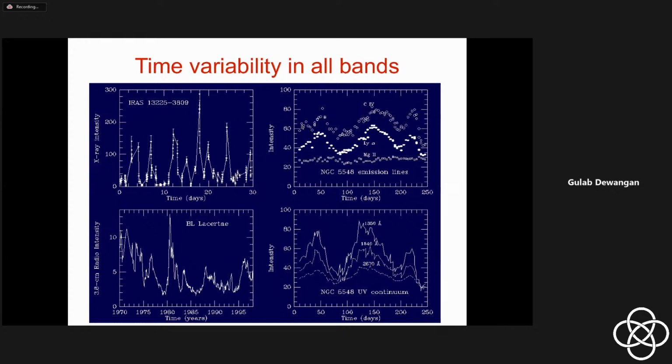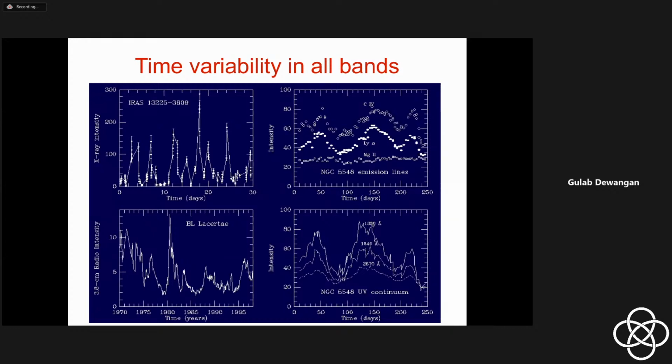Here in the top right panel, there is a light curve of the emission lines. So these are the fluxes of the emission lines carbon IV, Lyman alpha, and magnesium II, again plotted as a function of time. You see the emission lines are also varying in their intensity as a function of time.